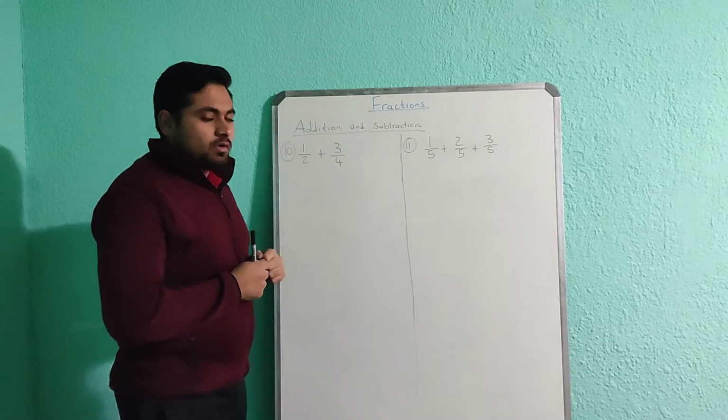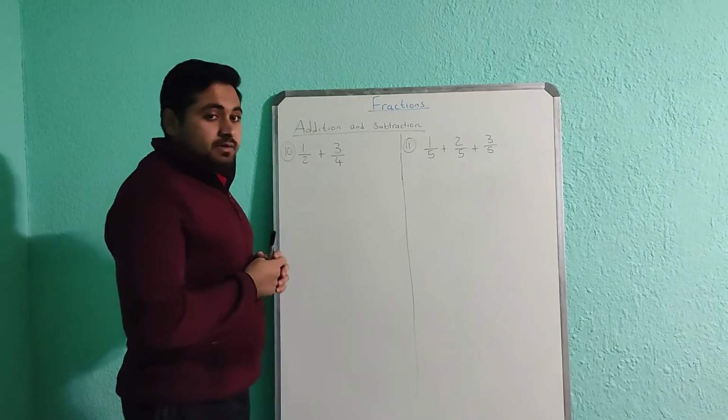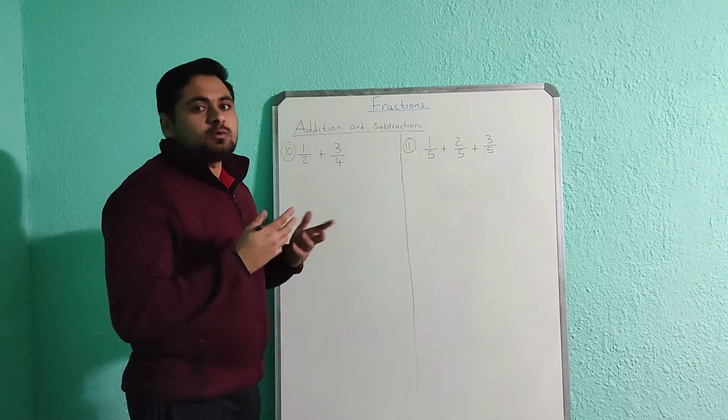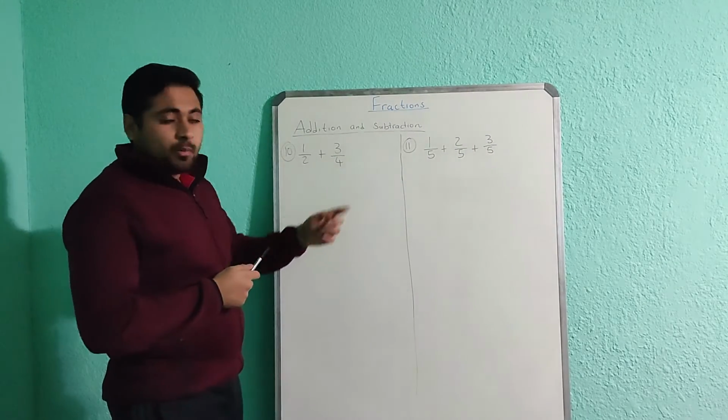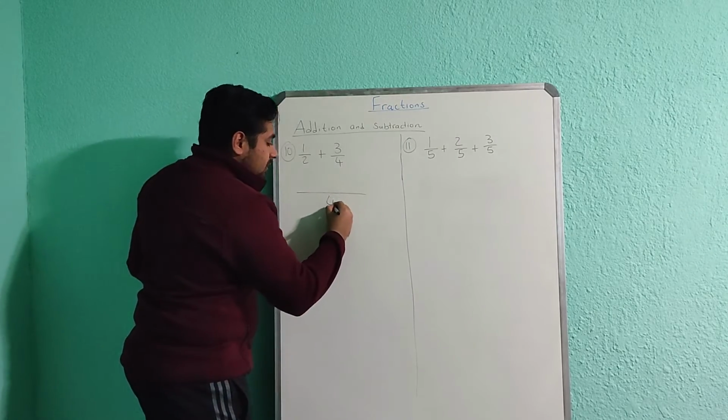Therefore, 2 is not our denominator. So we move on to 4. Can 4 go into itself? Once, yes, without a remainder. And now can 2 go into 4? Yes, twice, without a remainder. Therefore, our common denominator is 4. So we write 4 as our common denominator.